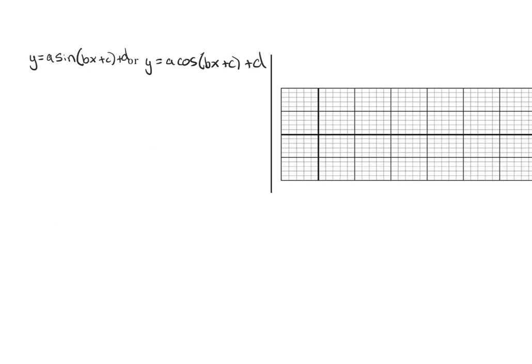Okay, now we're going to do one more graph and we're going to put it all together. We're going to do a sine graph. So we're going to do y equals 4 sine of x over 2 minus pi over 4 minus 1. So in doing these, I always like to first look at the shift to find the midline, and then look at the amplitude to know how tall my graph is going to be.